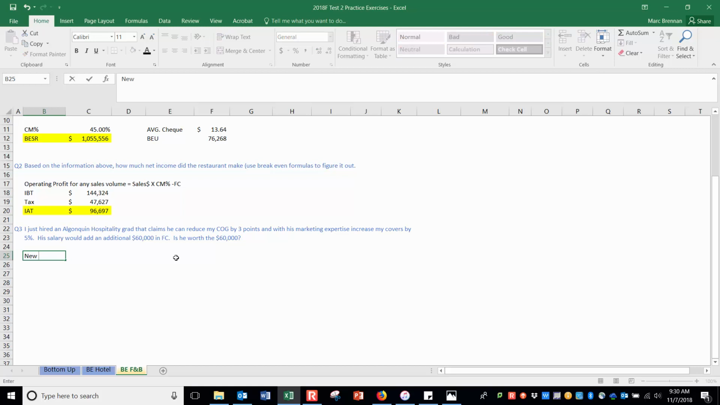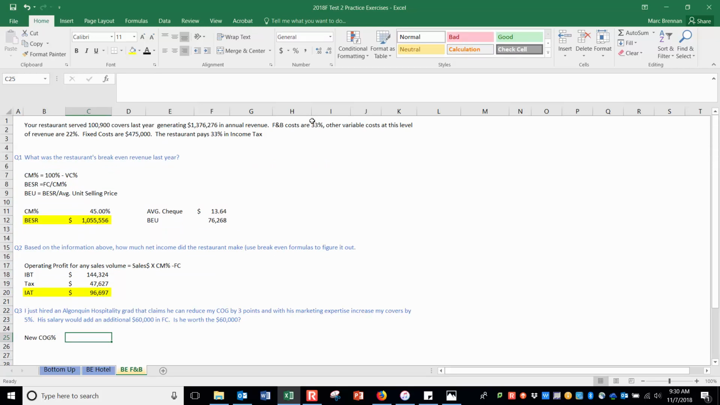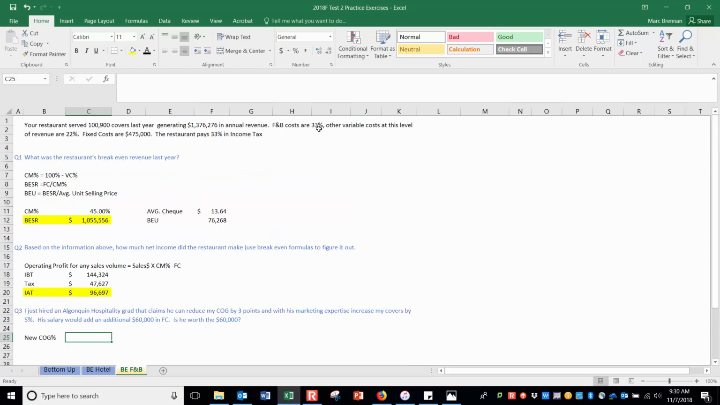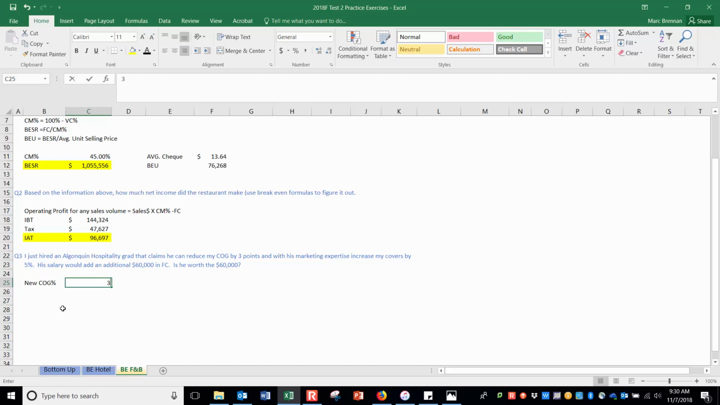So my new cost of goods sold would be, if we look, 3 points. It's 33% before, and he's saying he can reduce it by 3 points. Remember when I say 3 points, it means 33% minus 3%. 3 points is the same thing as saying 3%. Now we're not reducing it by 3%, we're reducing it by 3 points. So my new cost of goods is going to be 30%.